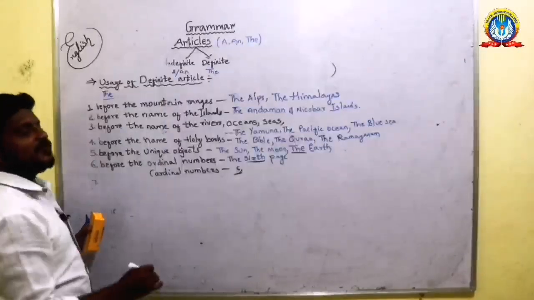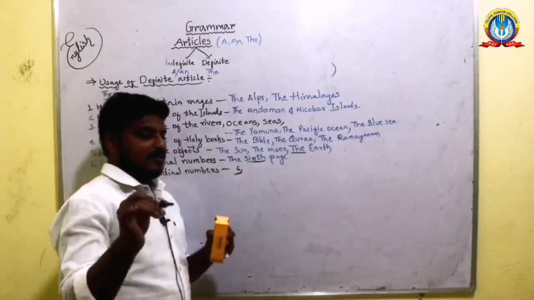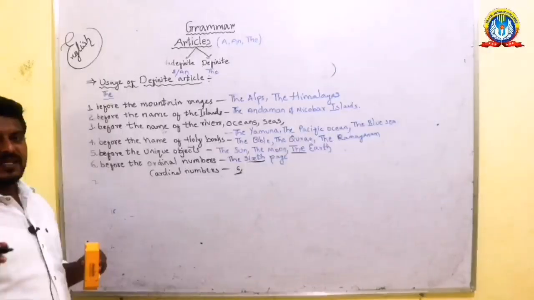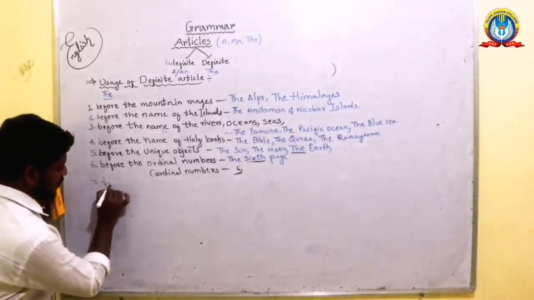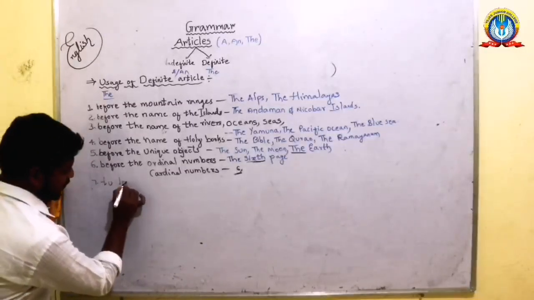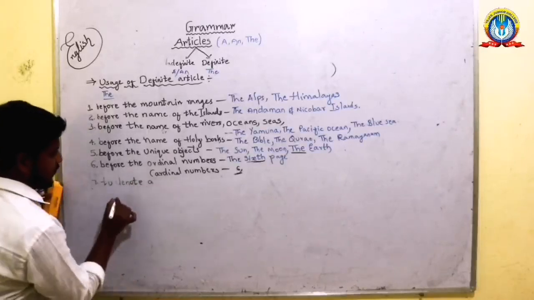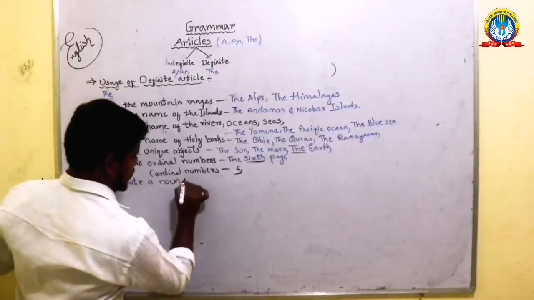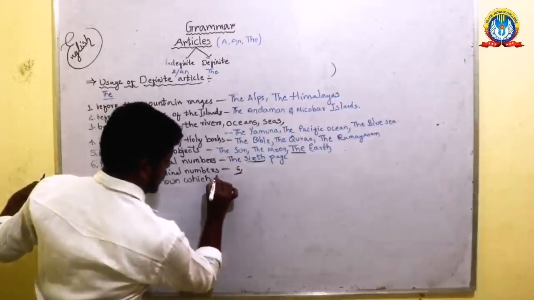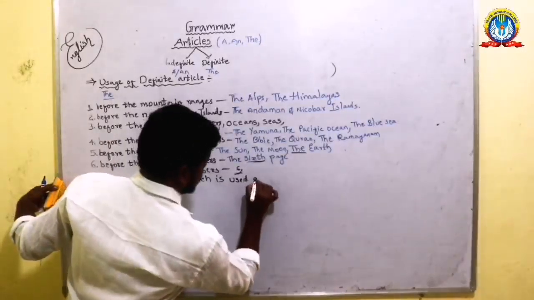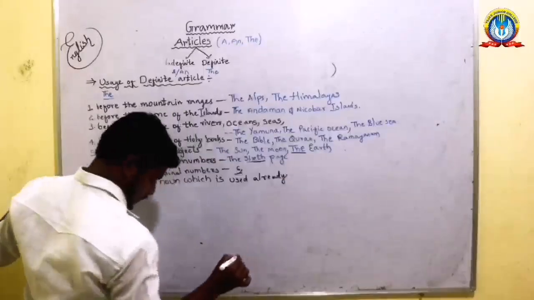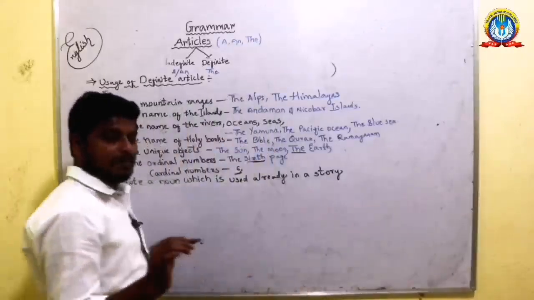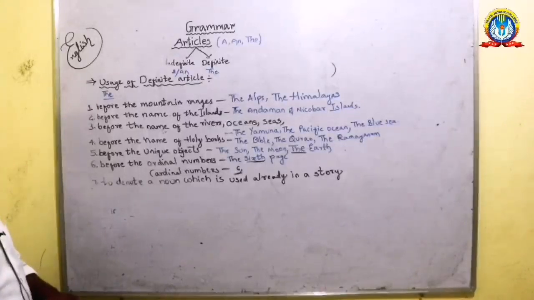Article "the" is used before the subject which is used for the second time in a paragraph or a story. So, once again, let me clarify. To denote a noun which is used already in a story or in a passage.